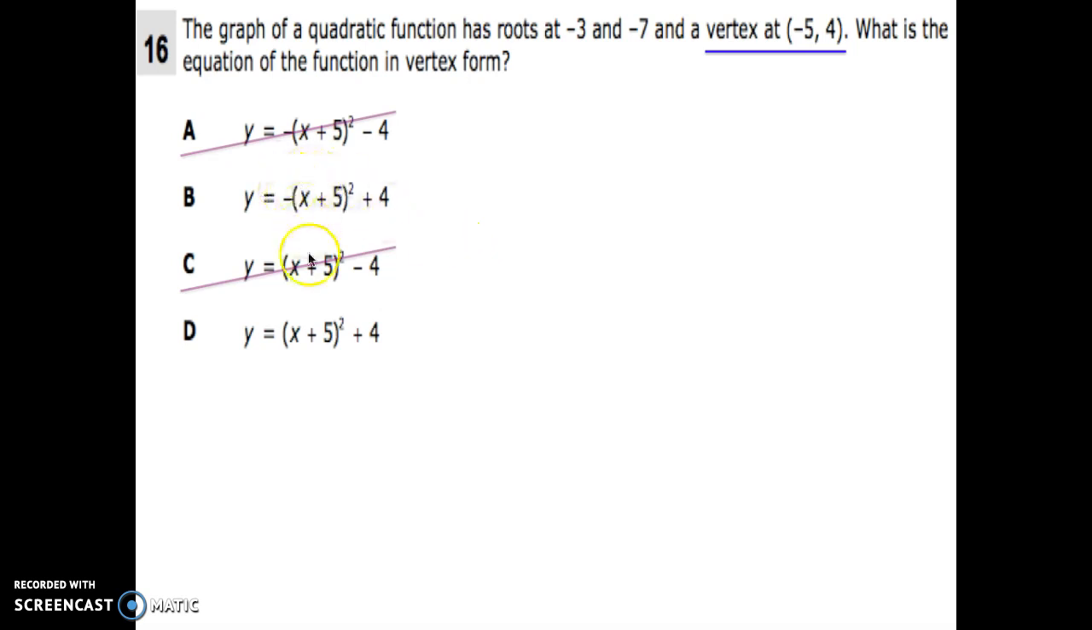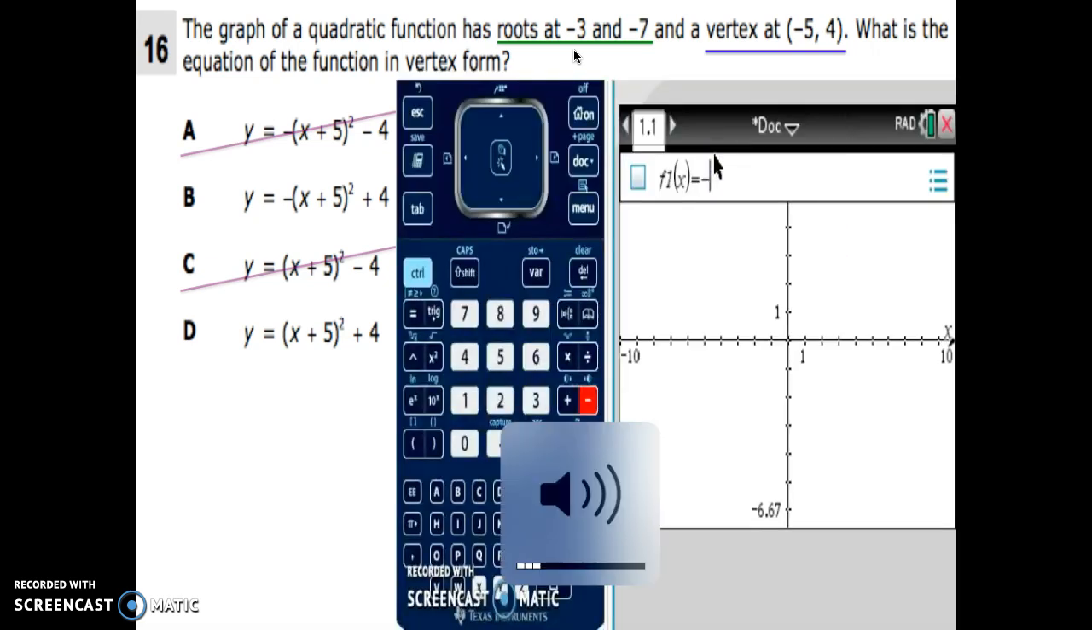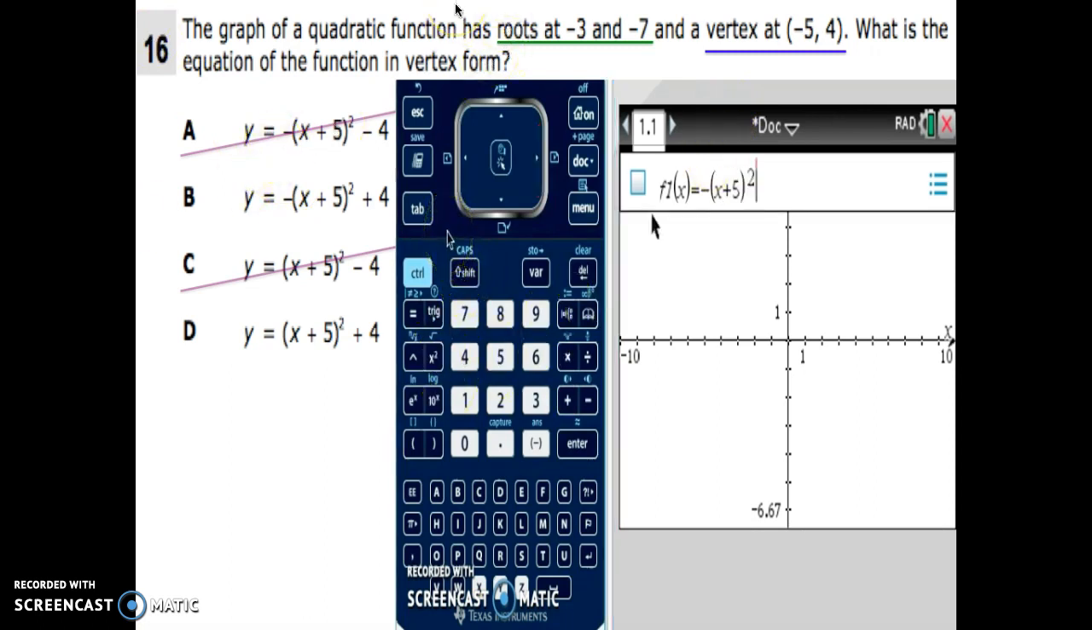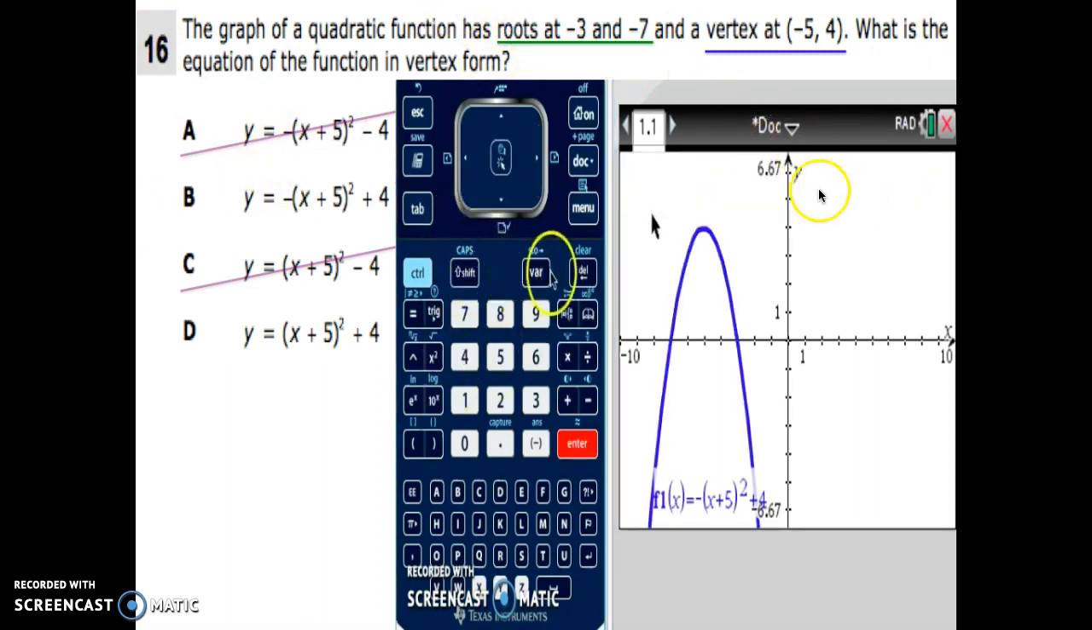The only difference between B and D is that one has a negative in the front and one doesn't. We've got to graph them both to figure out which one crosses at negative 3 and at negative 7. So we're looking for which one crosses the x-axis at negative 3 and negative 7. Let's start with the first one, letter B: negative, parentheses x plus 5 squared plus 4.